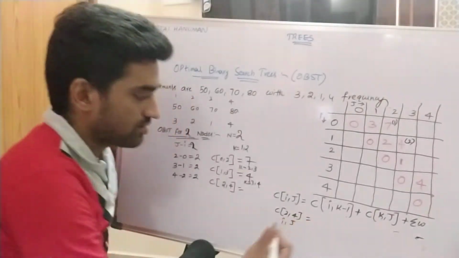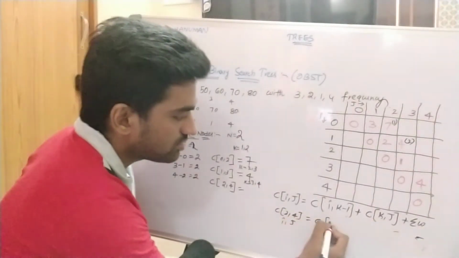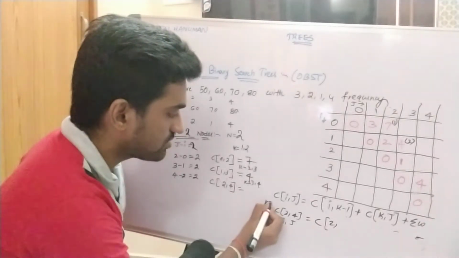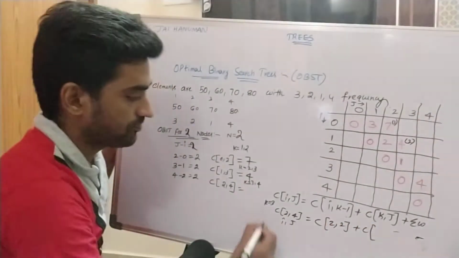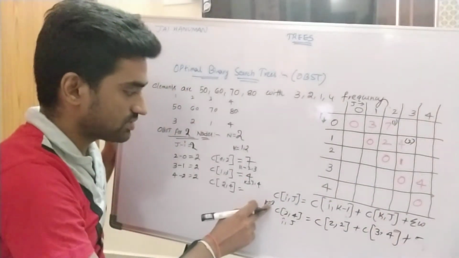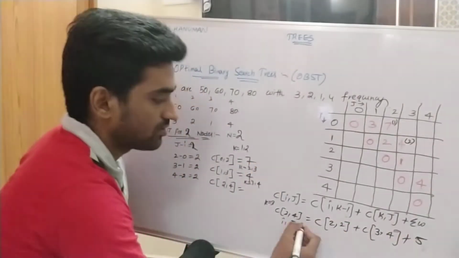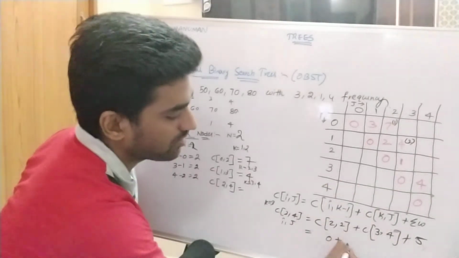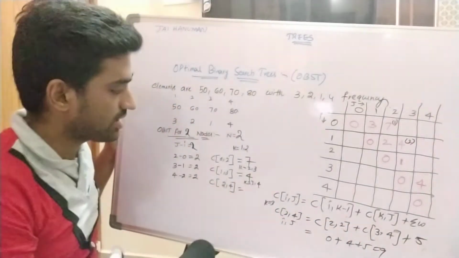Right? So here the cost of i, 2 comma k minus 1. So what is the k value? Here I am taking k equal to 3. So k equal to 3, 3 minus 1 is 2, plus c of kj, 3 comma 4. So the sum of the 3, 4 frequencies is 1 plus 4, 5. So c of 2 comma 2 is 0, and 3, 4 is 4 plus 5, which is equivalent to 9.